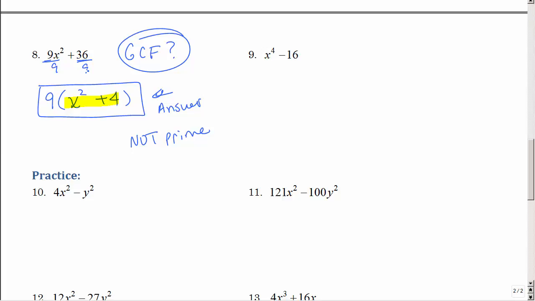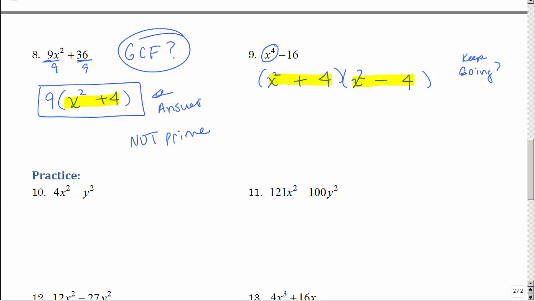Look at number 9. We have an x to the 4th. We have a minus. We have a 16. Are those the difference of two squares? Yes, it is. So what times what is x to the 4th? X squared times x squared. And 16 is 4 times 4, and of course we need a plus and a minus for those conjugates. Can we keep going? Well, let's see. That is the sum of two squares, so no, you can't do anything with that.